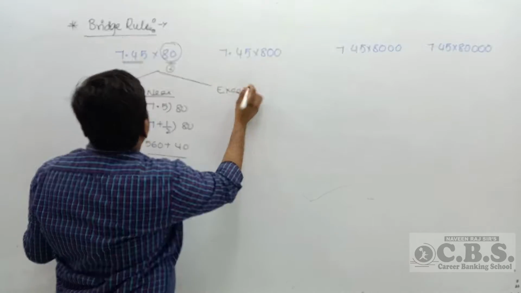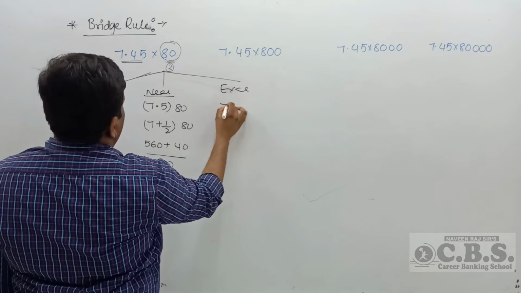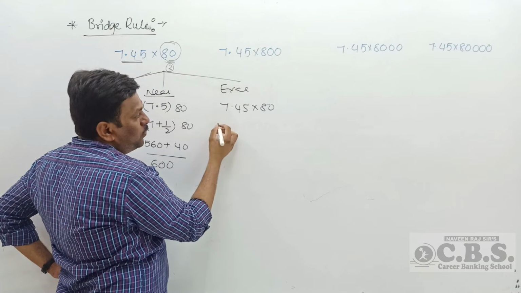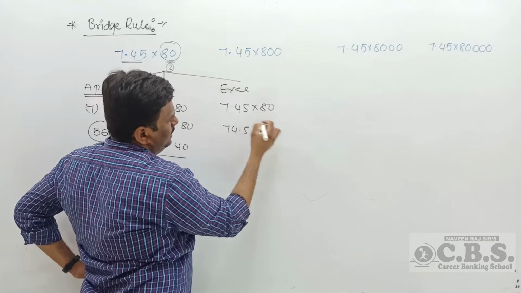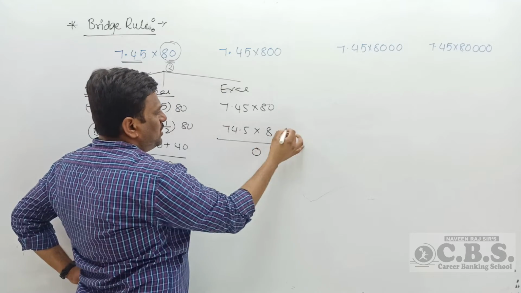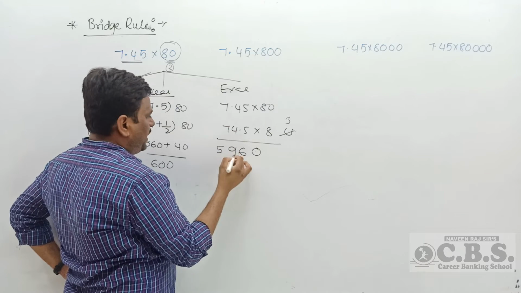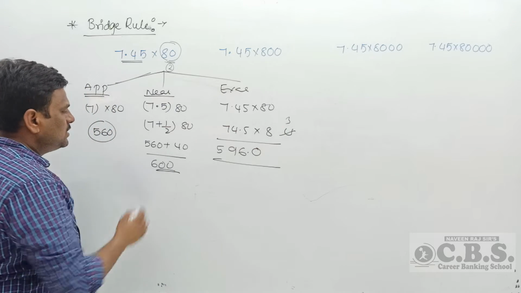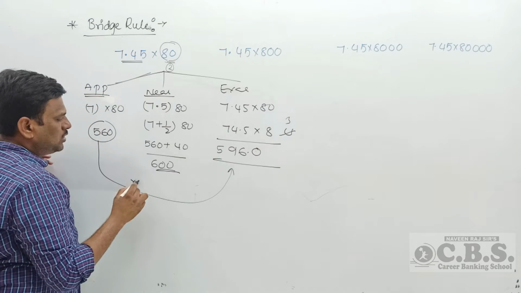I do the exact value. 7.45 into 80. I do double. 7 double is 14, and double of the rest is nothing but what? You can do a multiplication like 74.5 into 8. So you do multiplication, decimal removed. 8 fives are 40, carry 4. 8 fours are 32, plus 4 is 36. 8 sevens are 56, 596.0. So what is the answer? Exact is 596. What is your approximate answer? 600. And if you take an approximate value, how much did you lose? So you lost 36.